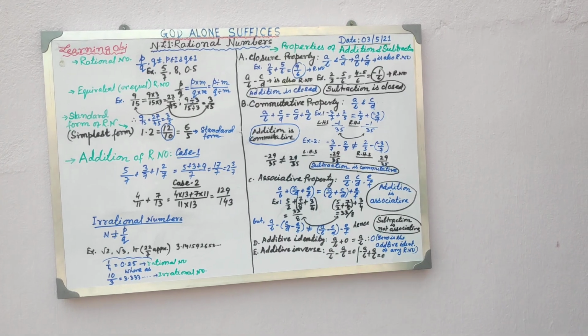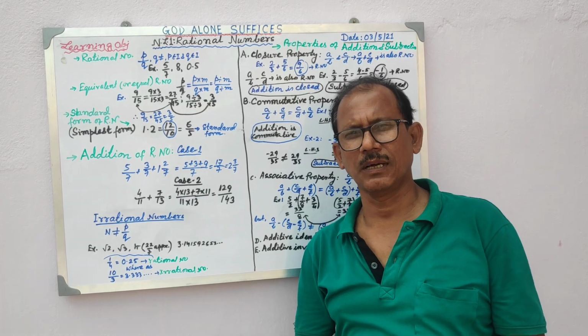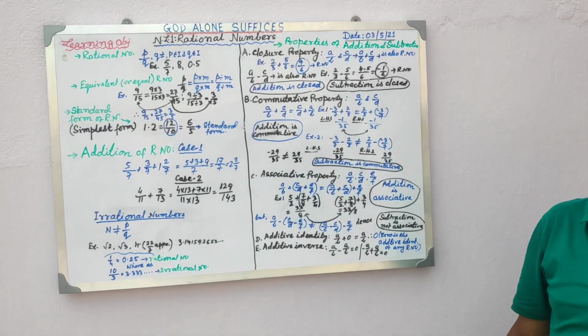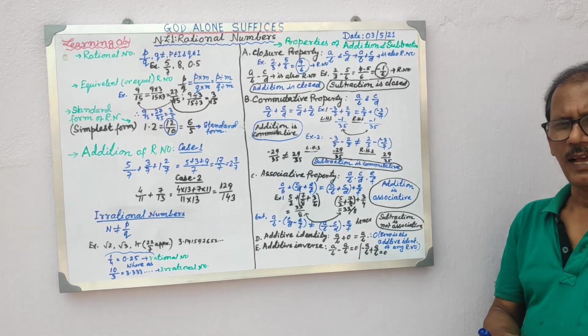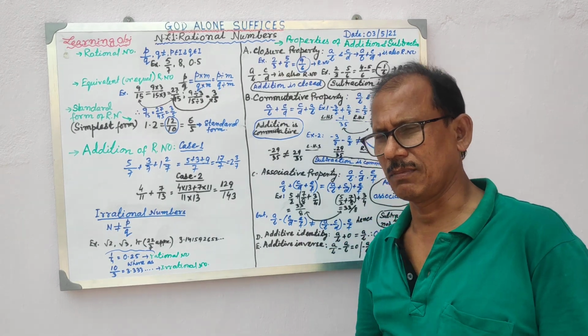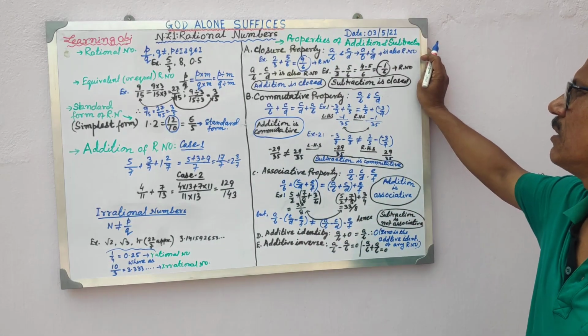Students, we are talking about rational numbers, and we have learned the general aspects of rational numbers. Now we learn about the properties of rational numbers, the operations of rational numbers, and before that, addition and subtraction. What are the properties that we learn for rational numbers? See, the properties of addition and subtraction especially.